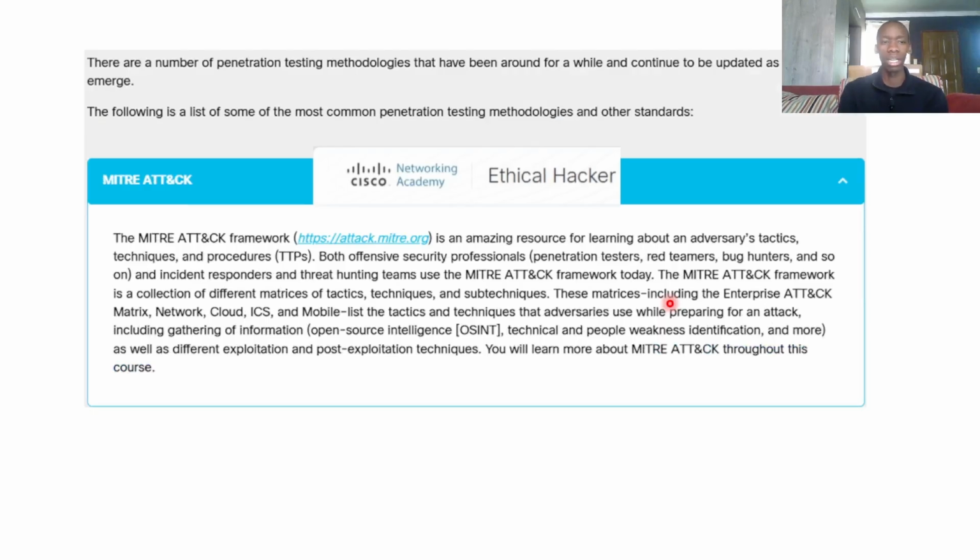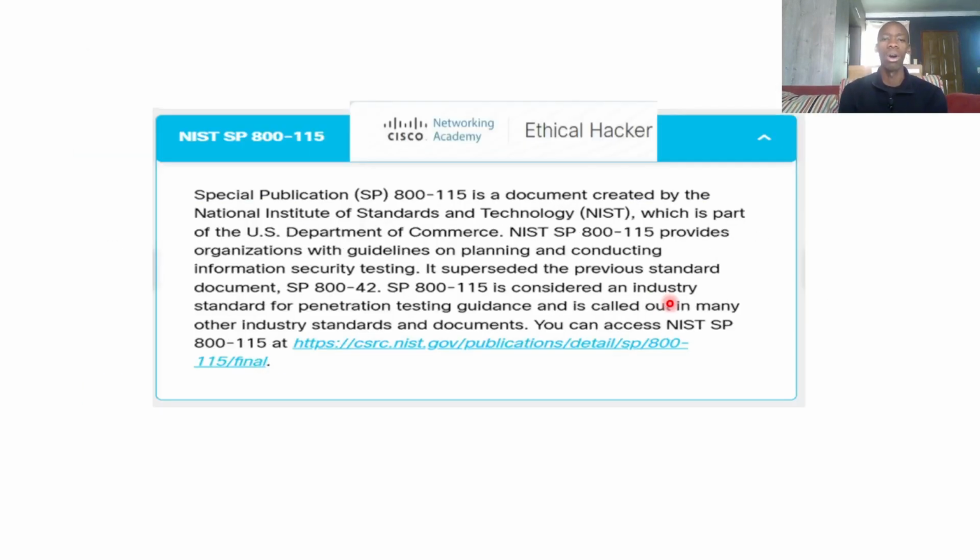Now with this one, it is more focused on security testing. It says it superseded the previous standard document. Now our SP 800-115, I've said it, yes, is considered an industry standard for penetration testing guidance and is called out in many other industry standards and documentation. Okay, so it means whenever it comes to pen testing guidance, we are still going to use this one also.